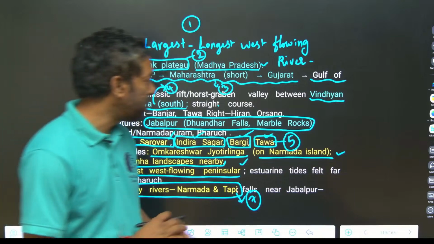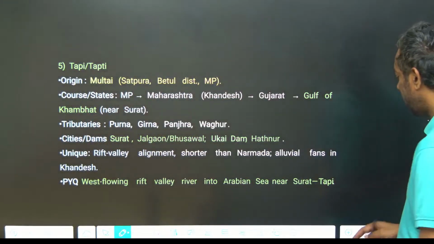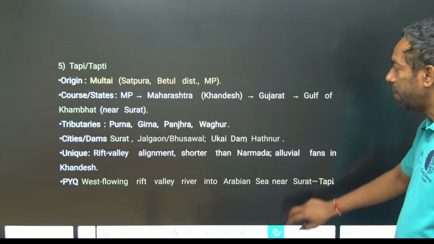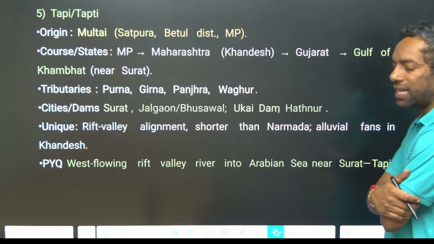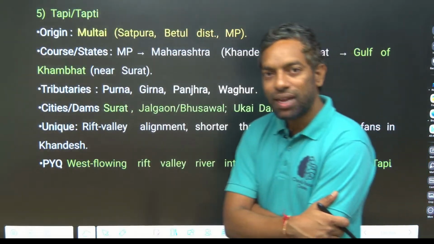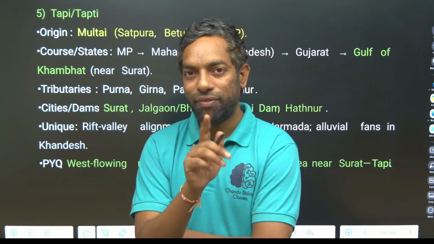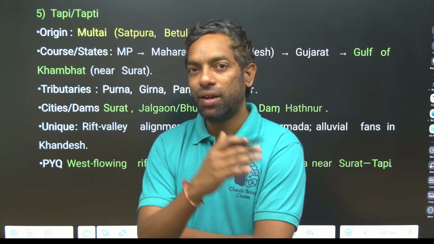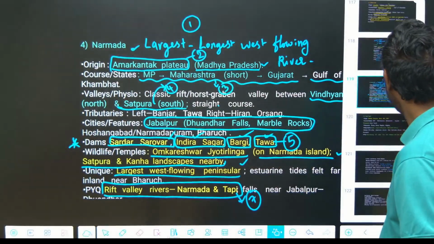Okay, Narmada river. Next, Tapi river. Tapi river is also between the Vindhya and Satpura ranges. Like the Narmada river between Vindhya Satpura ranges, but Tapi river is below the Satpura range. I'm going to show you guys, don't confuse.